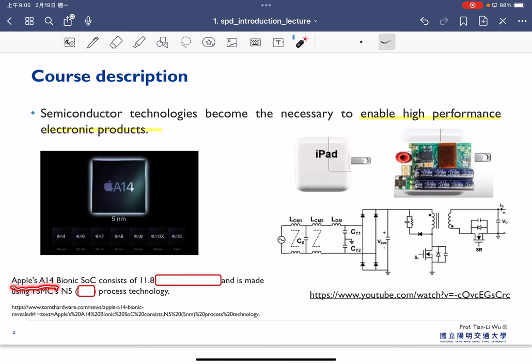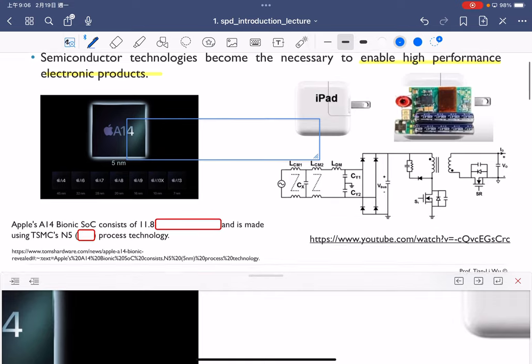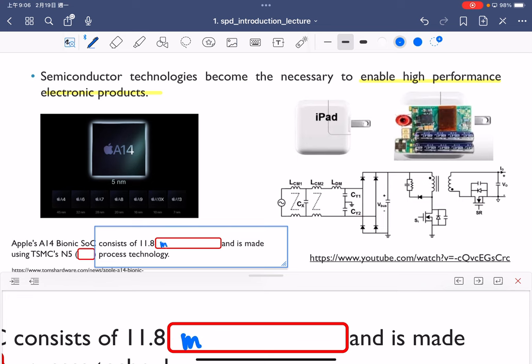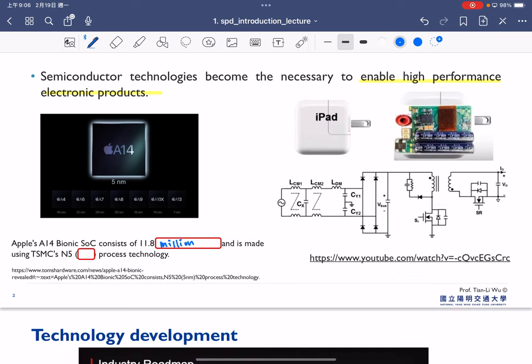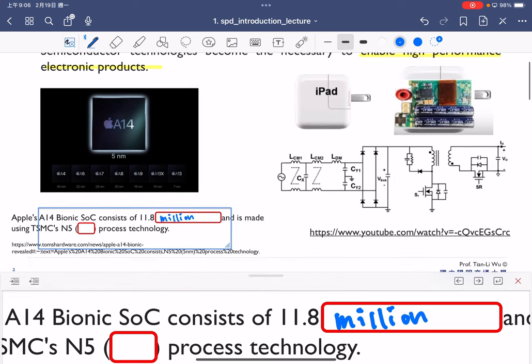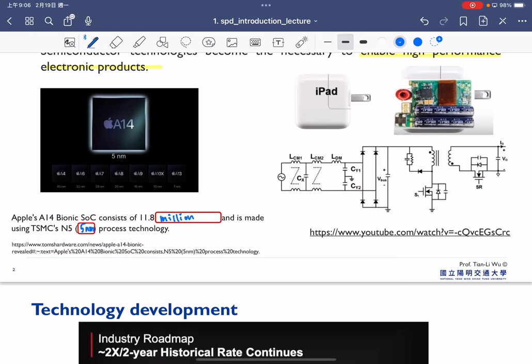In the case of the Apple A14, this SoC chip consists of around 12 million transistors, 12 million semiconductor devices inside this small chip. And as you also know, this is made by TSMC N5, which is a 5-nanometer process technology. That's just one example to show that most electronic products nowadays have lots of semiconductor devices inside, and of course the cell phone is one of them.